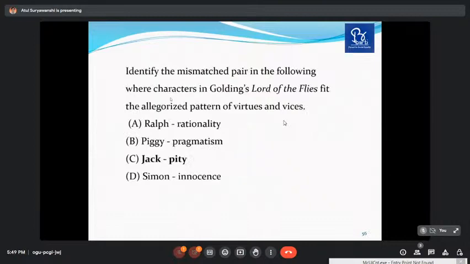Identify the mismatched pair in the following, where characters in William Golding's Lord of the Flies, which was published in 1954, fit the allegorical pattern of virtues and vices. So Ralph stands for rationality is correct. Piggy for pragmatism is again correct. Simon for innocence is right. But C option, Jack for piety, is not right. You know, Jack is the villainous personality and he stands for the devilish.